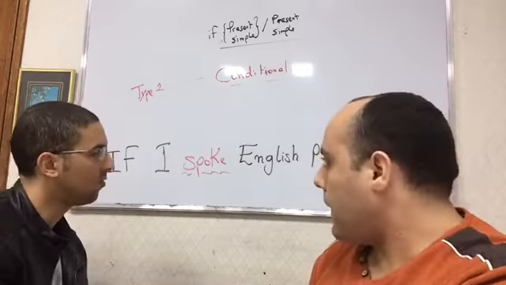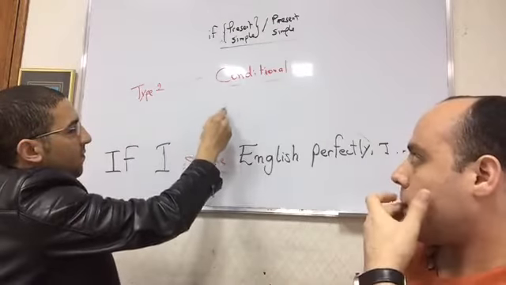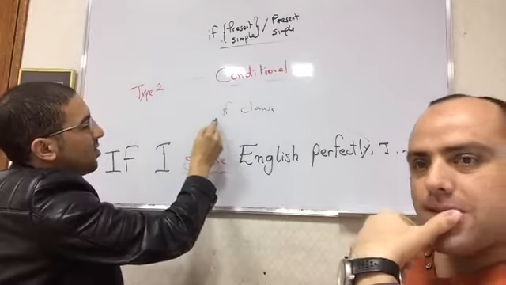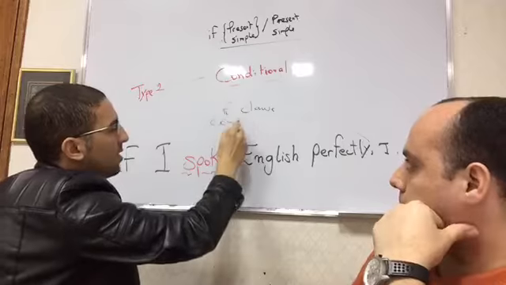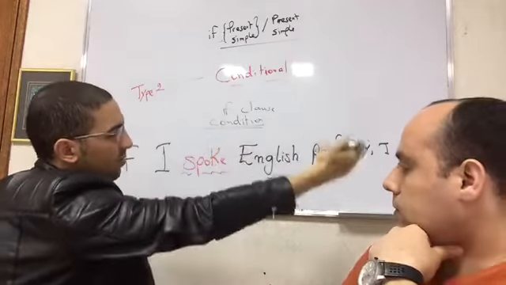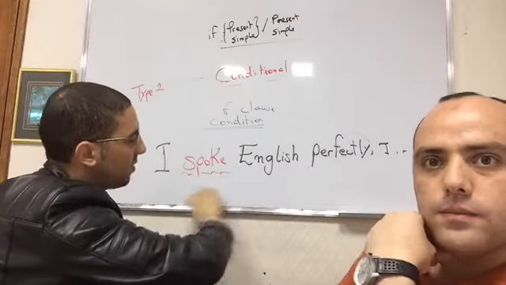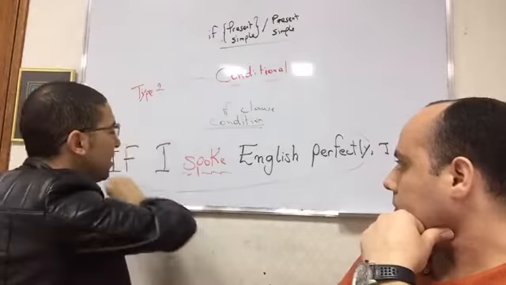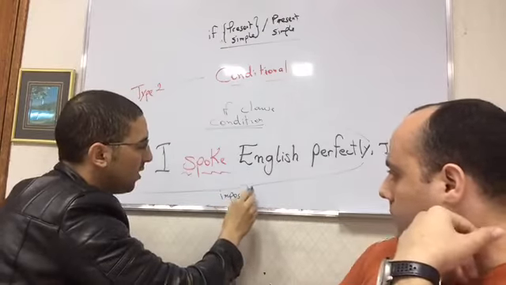Now again, you have two clauses. This is the if clause. All of this is the if clause, and it is the clause that contains the condition. So if you want this to be attained, you first have to fulfill this, which is the condition. Of course, this is not fulfilled because we're talking about things that are impossible in the present.